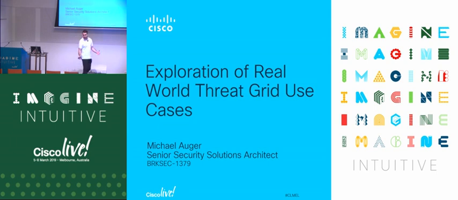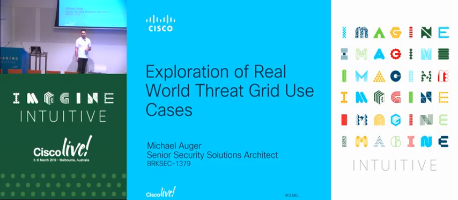Thanks everybody for coming. So this is the exploration of real-world ThreatGrid use cases. We're going to go over what people are doing in the field, what customers are doing, things they're doing with the product beyond just the basics. Hopefully you guys will come away with a good understanding of some cool things you can do with the product. So my name is Michael Auger.